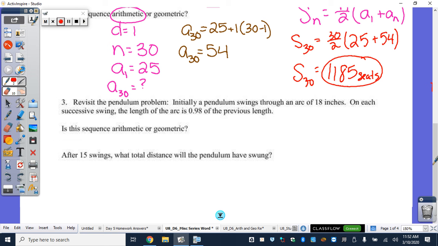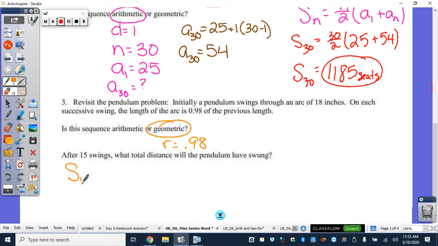Number 3, we're going to revisit the whole pendulum problem that we had before. Initially, a pendulum swings through an arc of 18 inches. On each successive swing, the length of the arc is 0.98 of the previous length. So what kind of a sequence is this? Geometric, good. Our common ratio would be 0.98. So after 15 swings, what total distance will the pendulum have swung?